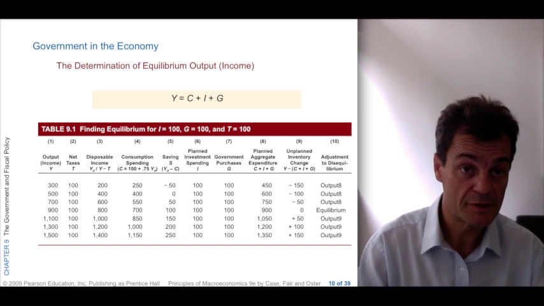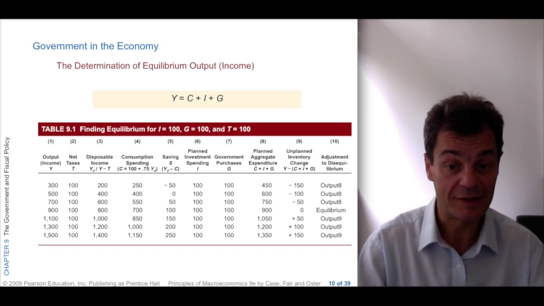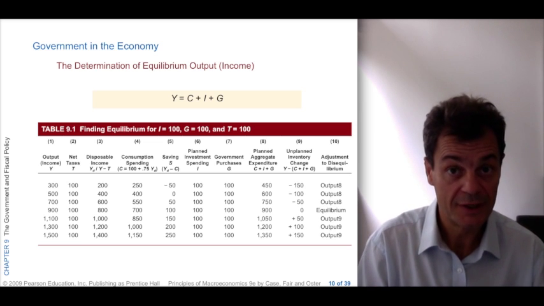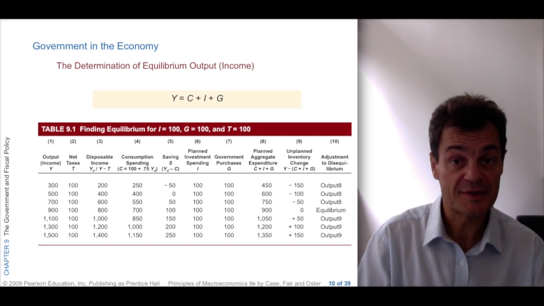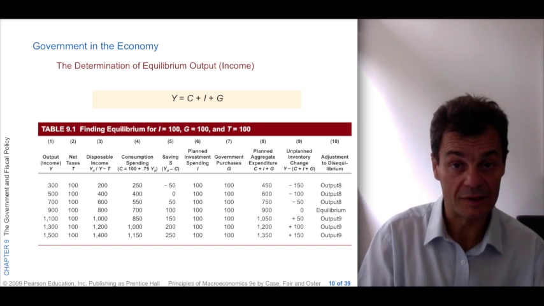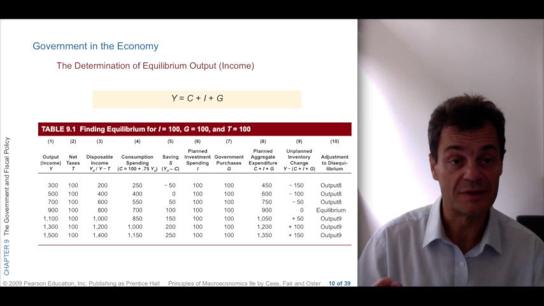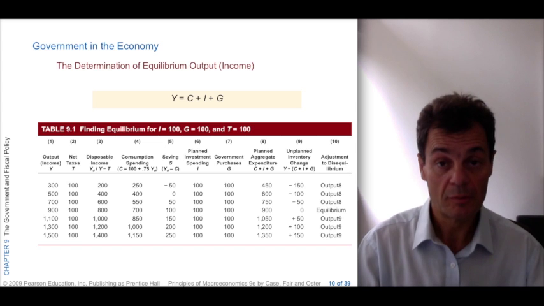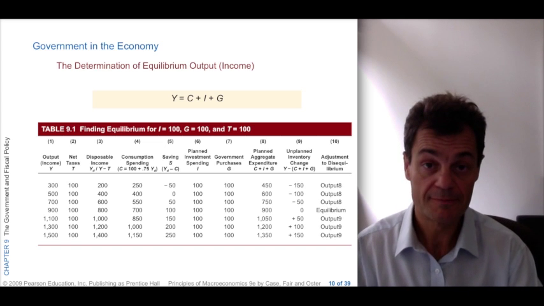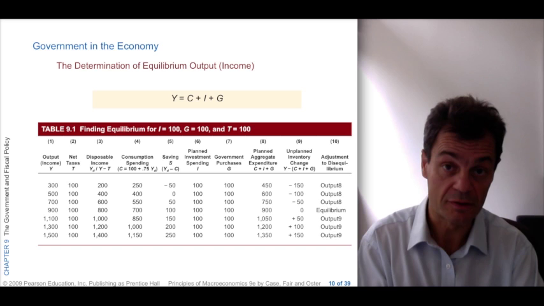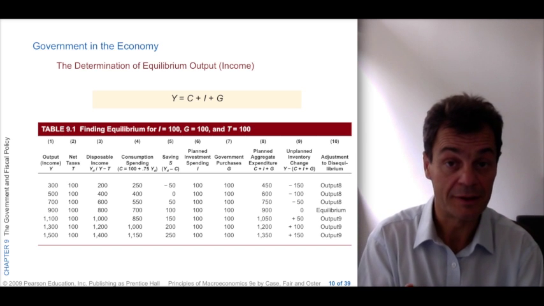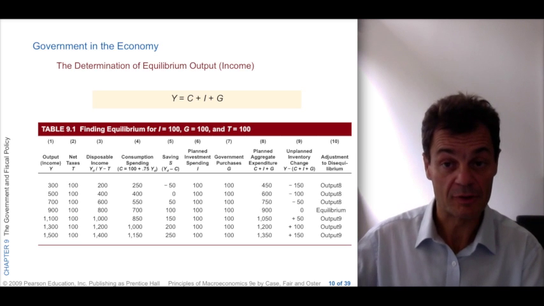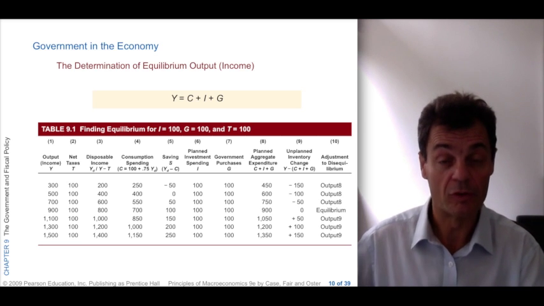When there is a shortage, that means there is an unplanned inventory decrease, and the output will have to rise. When there is a surplus, that means there has been excess inventory or unplanned inventory increases, and that means that the output will have to decline. We can see that picture more clearly in a chart, and we can see how the government intervention has a magnifying impact, just like the investment had in chapter 8 that we saw before the government intervened.